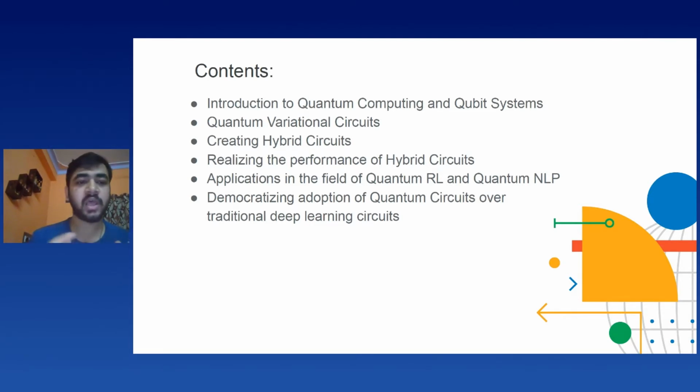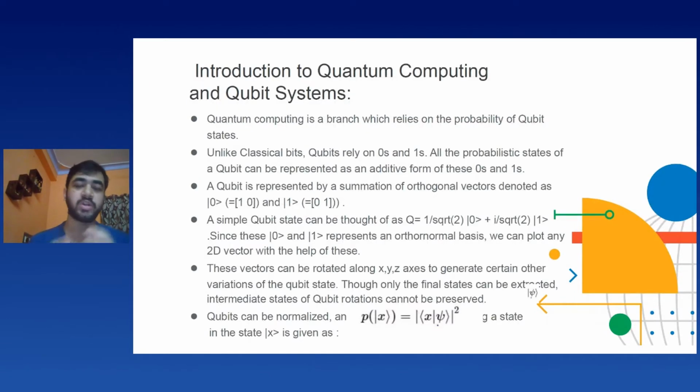And we'll be seeing the applications of these in the field of quantum reinforcement learning and quantum NLP, which are topics of active research. And we'll be ending off with democratizing the adoption of quantum circuits or quantum ansatz over deep learning models. That being the content of today's talk, I'll be moving forward to the first part, which revolves around what is quantum computing and qubit systems.